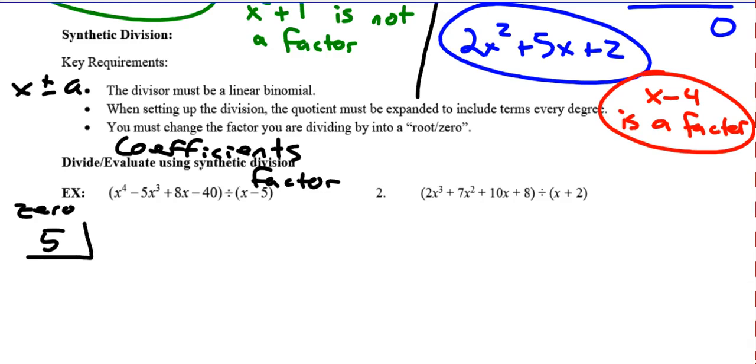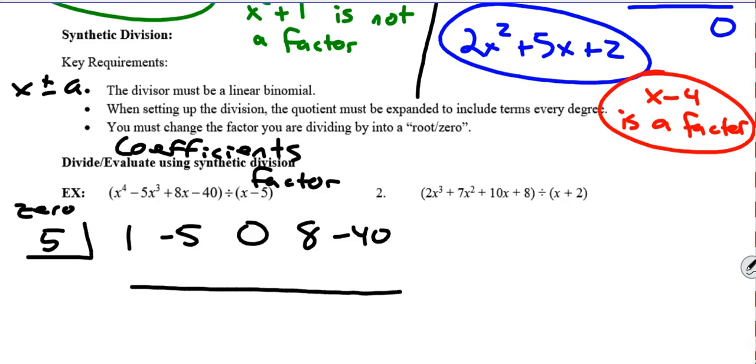You write the coefficient of the first term, coefficient of the next term, and so on. Now, we don't have an x squared term, so I have a 0. And then I have 8 for my linear term, negative 40 for my constant. I'm just going to write these again up here. So this is my quartic term. This is my cubic term. This is my squared term, which was a placeholder, linear, and constant. Okay, that's how you set it up.